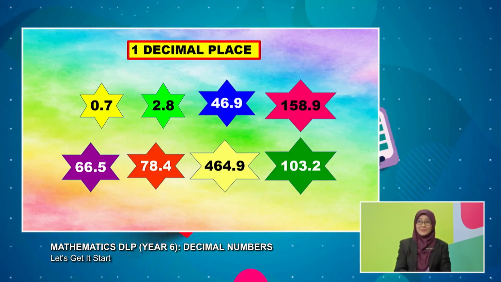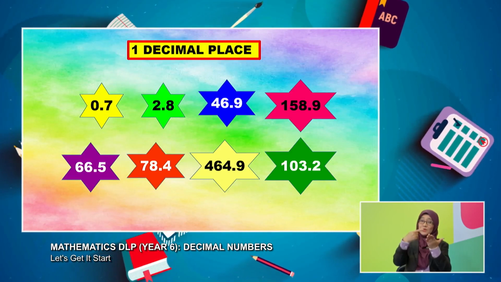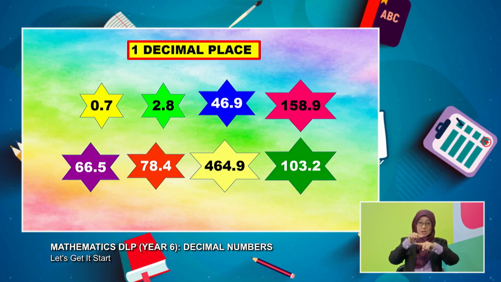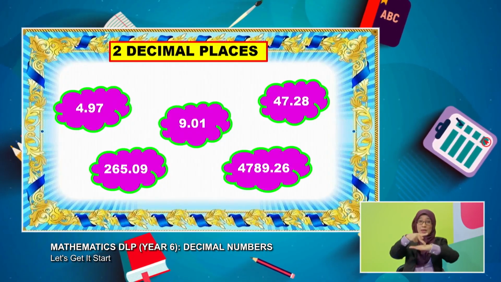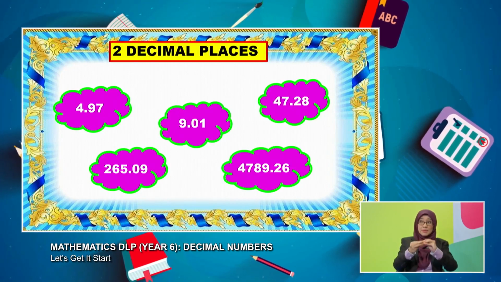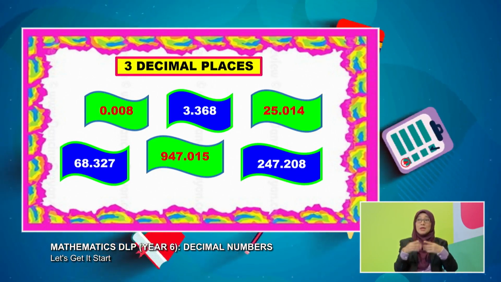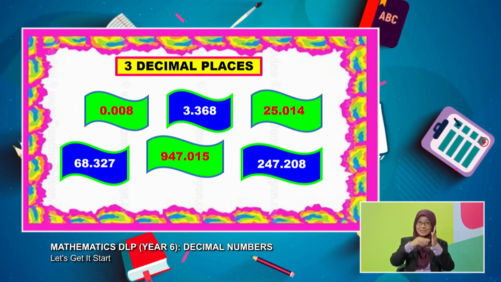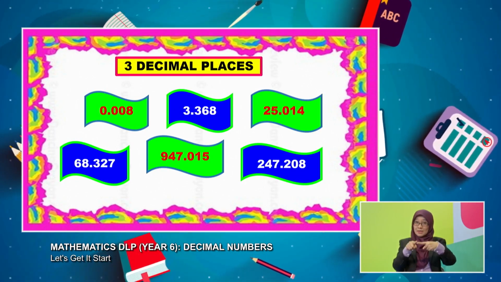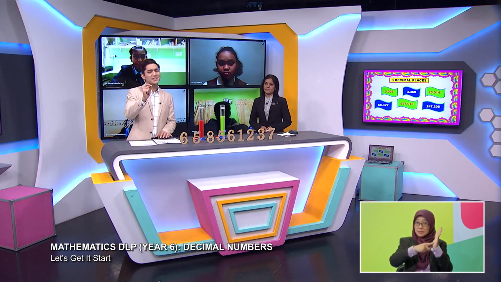So these are what we call one decimal place numbers. After the decimal we have one number only. Second, two decimal places: after the decimal we have two numbers. And lastly, three decimal places, whereby you can see three digits after the decimal. So we now know what decimals are, but we're going to take a short break.